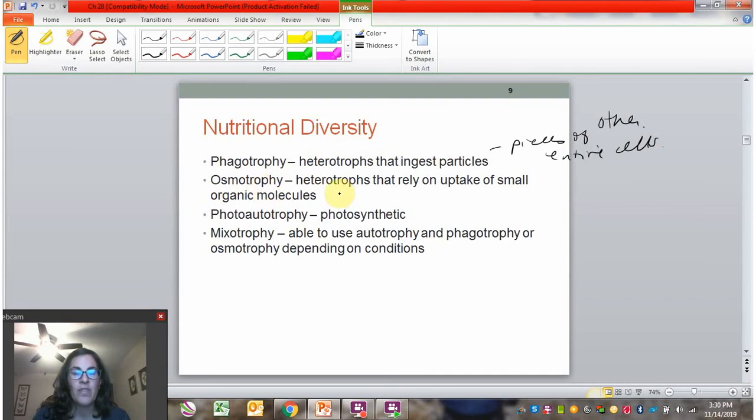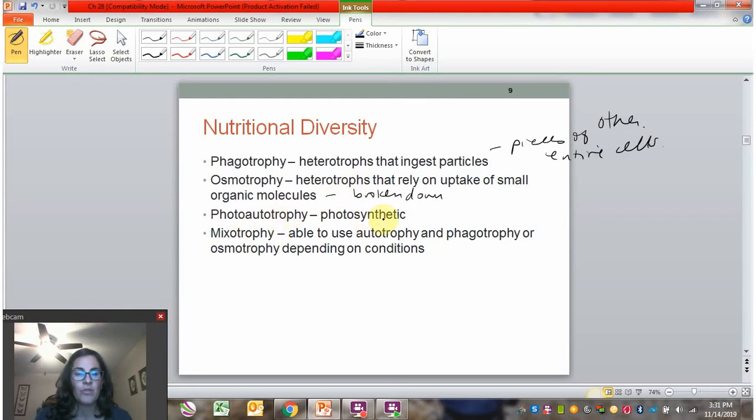Osmotrophy is when they're heterotrophic, but they can only absorb small organic molecules. So this relies on broken down stuff in the environment. They can't uptake a whole piece of an organism. They have to rely on small molecules floating around in the fluid from something getting broken down. So a dead cell that already broke down into its components, or sugar in the environment or something like that.